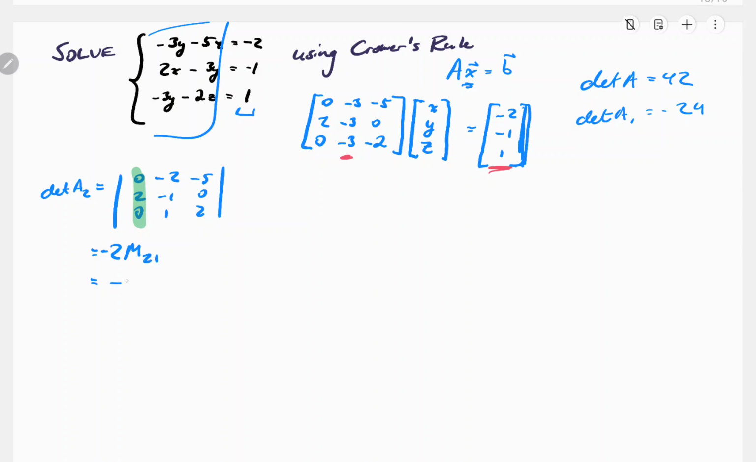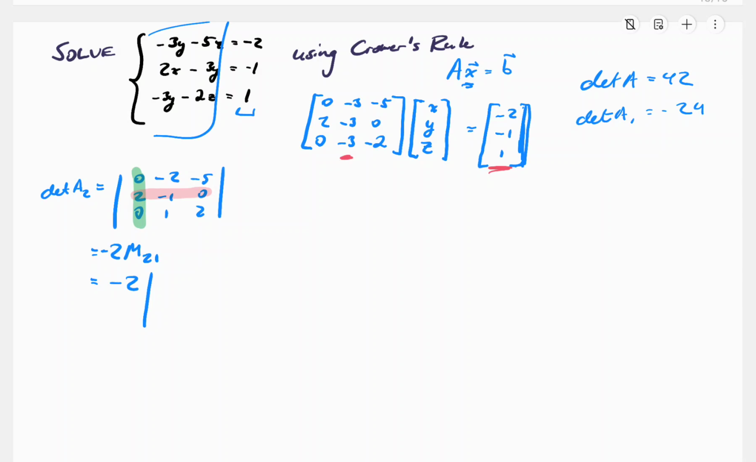So we have negative 2 times, we are going to scratch out everything in this that shares a row or a column with the 2. And then we're going to take the determinant of everything else.